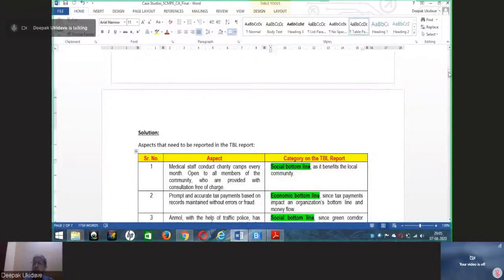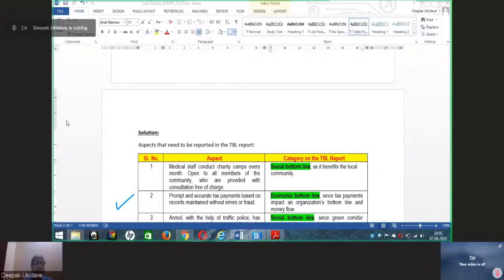Obviously, it is a profit bottom line called economic bottom line since tax payments impact on organization's bottom line and cash flow. All of you are aware the tax will have impact on cash flow and also on bottom line of the company. Right? So because company is making accurate tax payment, prompt tax payments based on its records which are very transparent without any frauds and errors, you are catering to the economic bottom line, that is the profit bottom line, since tax payments have impact on the profitability and also on the cash flow, money flow.